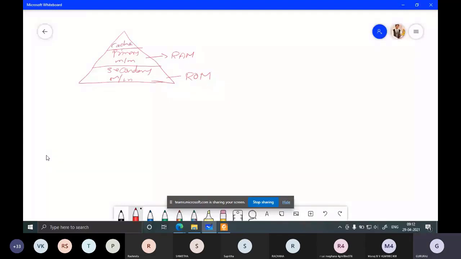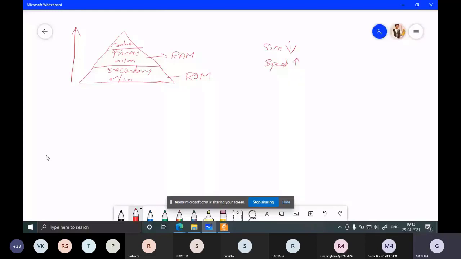So you can see, as you go up the triangle, the size of the memory decreases, and the speed of the memory increases.